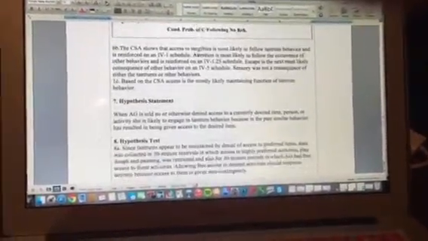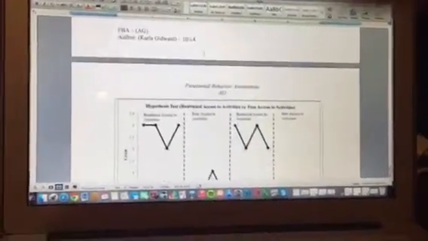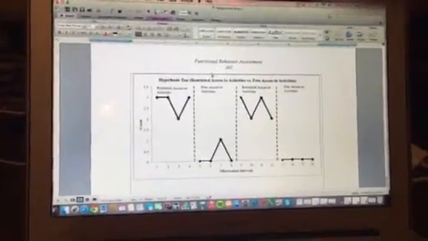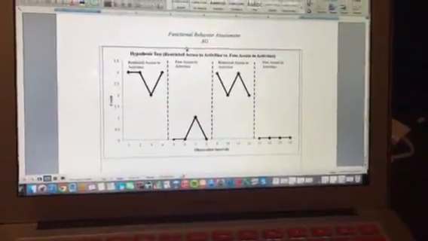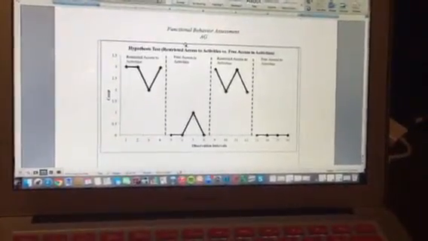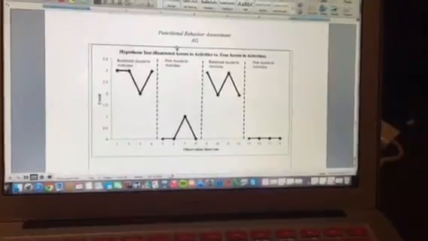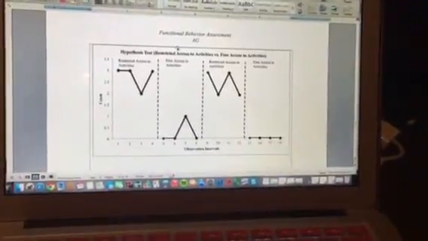What this shows us is that the problem behavior, tantrums, is likely being reinforced by gaining access to desired items. Next, a hypothesis test was conducted, and this was done by providing the child with periods of restricted access to preferred activities and then non-contingent access to those activities.